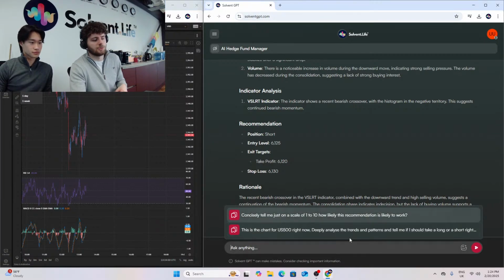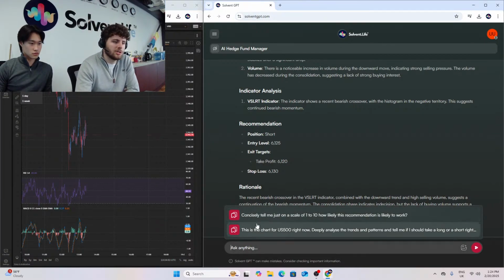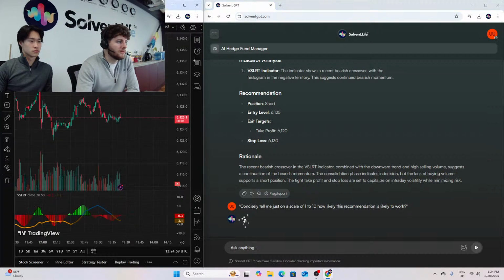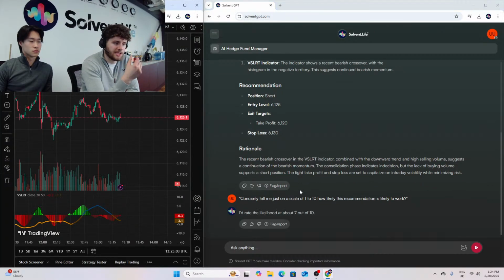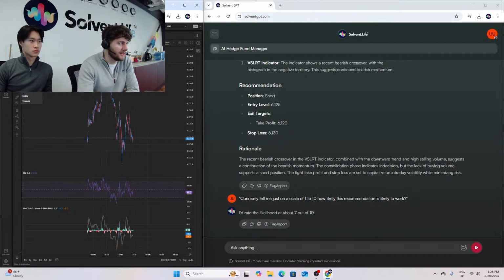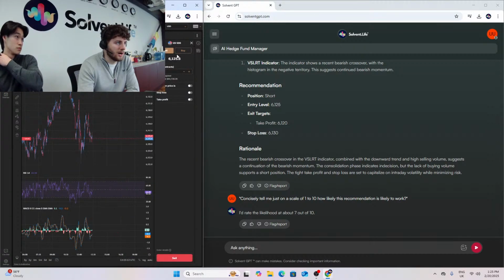So what we'll do as well, we will ask, just on a scale of 1 to 10, how likely this trade is to work. Essentially, we're asking for the confidence rating of the GPT. It's given us a 7 out of 10, which is exactly what we want. We can now go ahead and take this trade. So we are selling 100 contracts. We're going to sell.